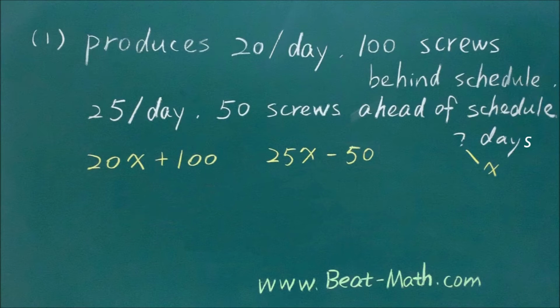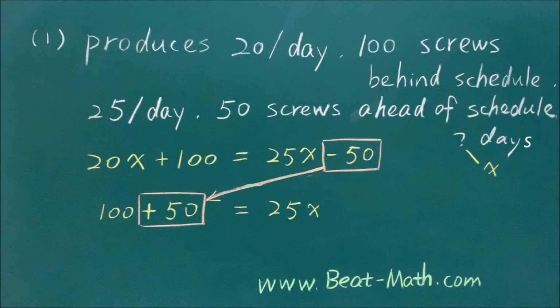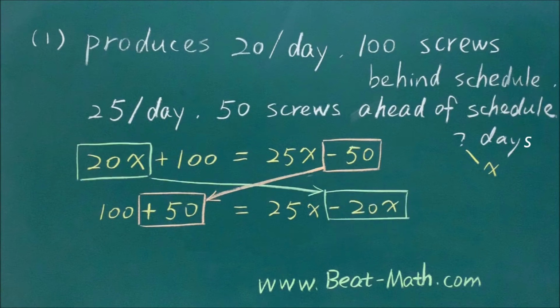We can set them equal to each other, and we get 20x plus 100 equals 25x minus 50. Now we solve the equation. This gives us 100 plus 50 equals 25x minus 20x. This simplifies to 150 equals 5x. Then we divide both sides by 5, and the result is x equals 30. This means the amount of time the worker has to finish the project is 30 days. That's not so hard, is it?